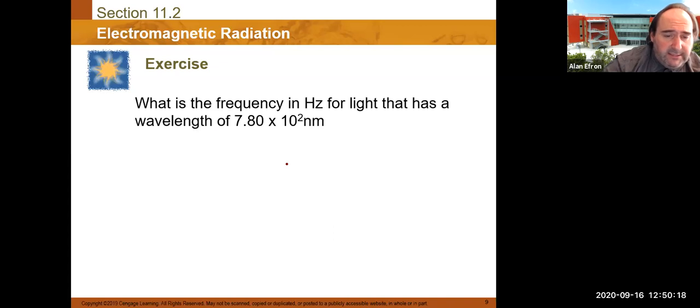So why don't you take a second here and give it a try. What is the frequency in hertz for light that has a wavelength of 7.8 times 10 to the 2 nanometers? And just a reminder, in case you forgot, nano is 10 to the minus 9. So see what you come up with here.